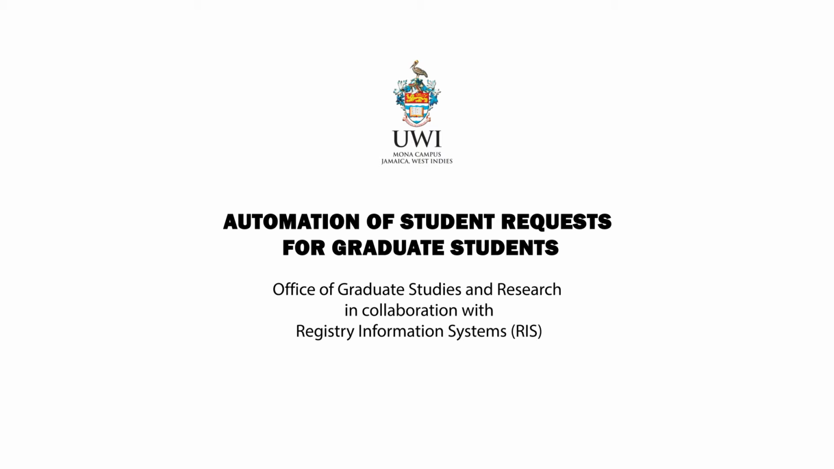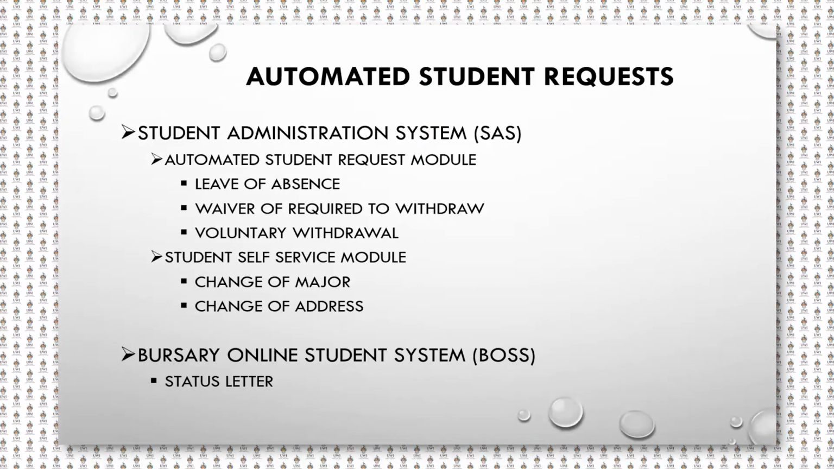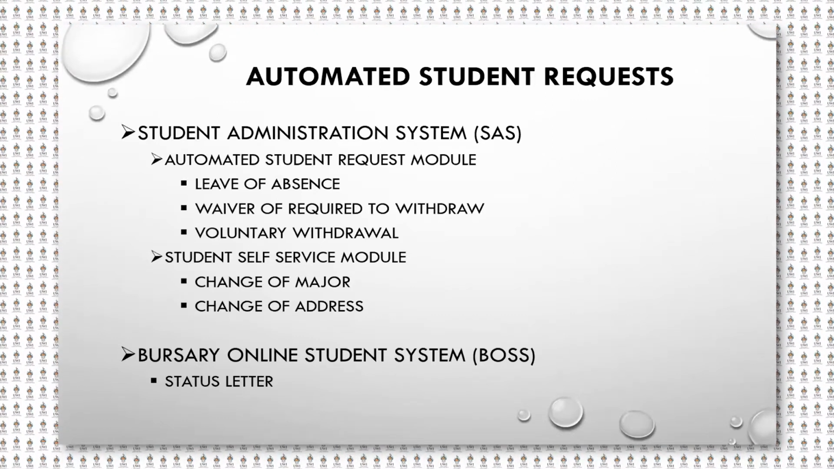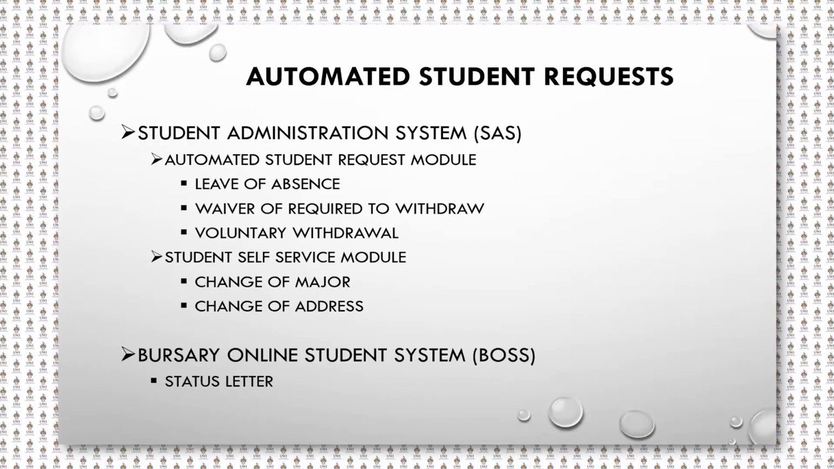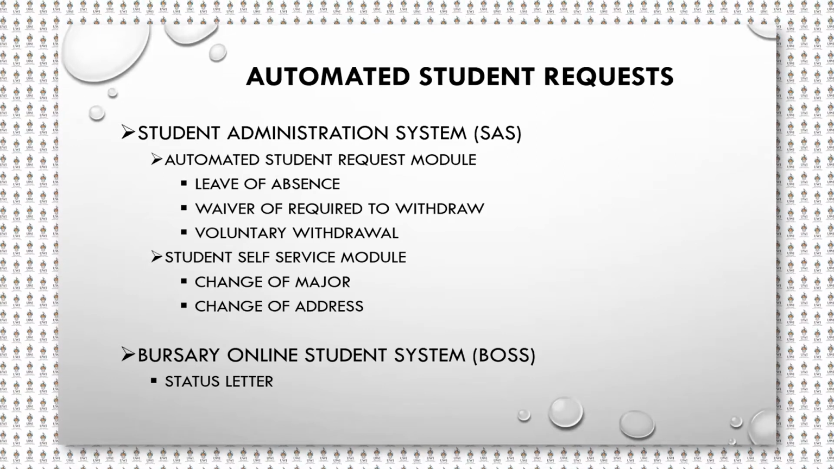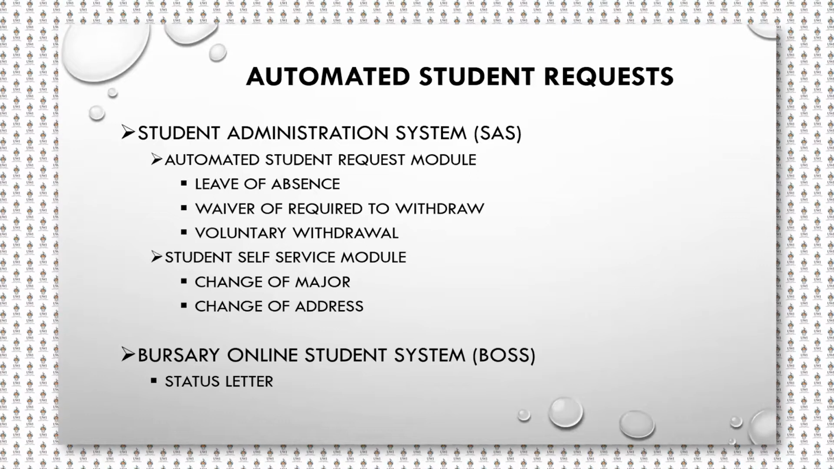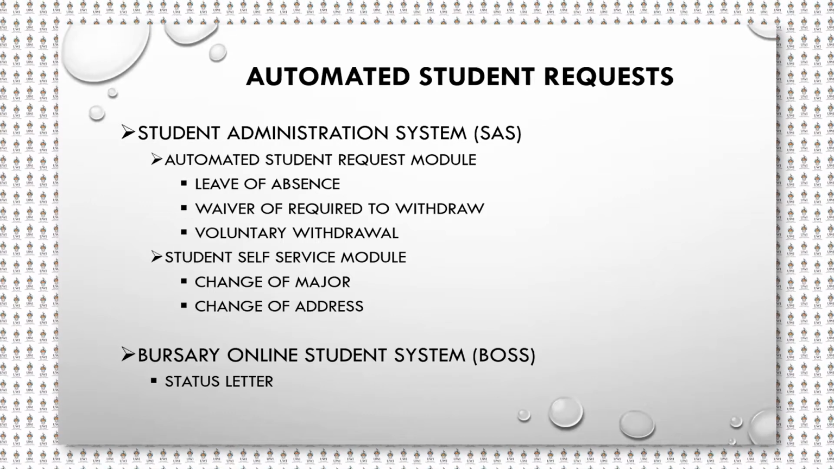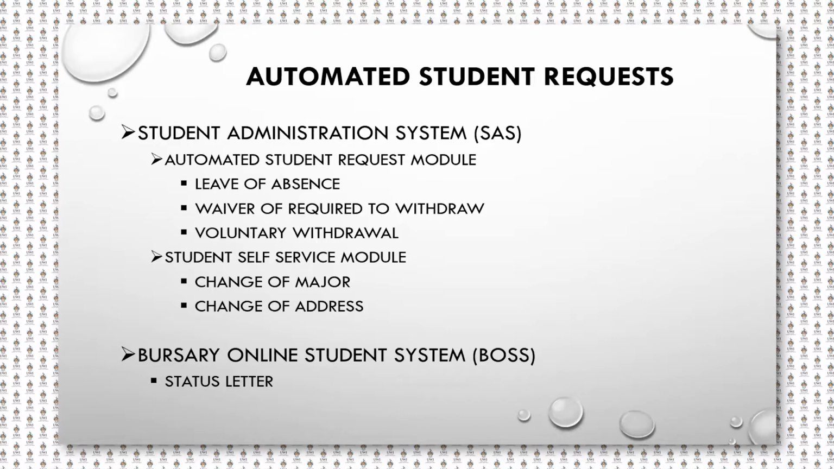Today we want to introduce to you automation of approximately 5-6 processes: leave of absence, waiver of requirement to withdraw (RTW), voluntary withdrawal, change of major, and status letter. These are all requests that students will make, being done manually by grad studies.